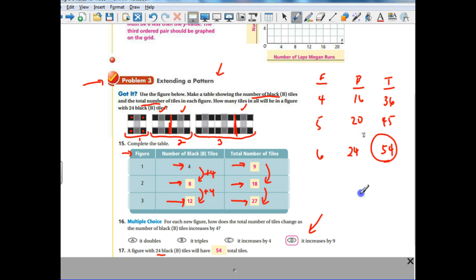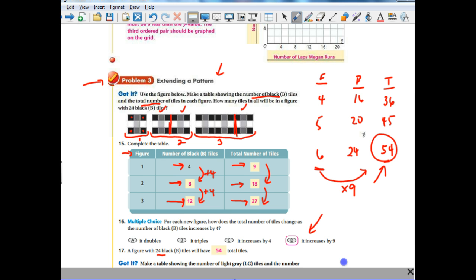Or you might have just noticed that if you multiplied this number here times 9, it gave you that number right there as well. Maybe you saw that, maybe you didn't. And then that takes care of that part.